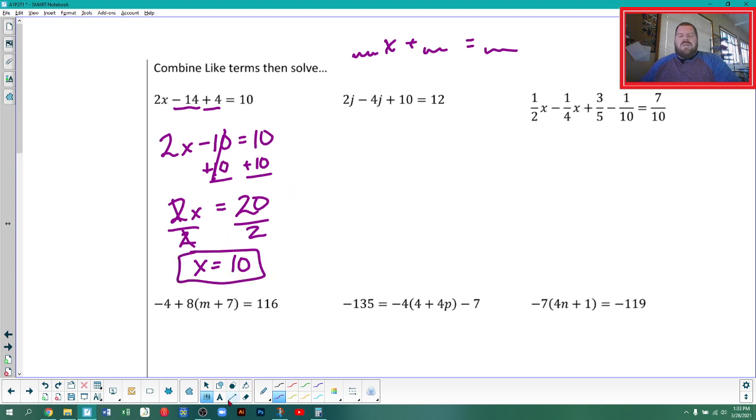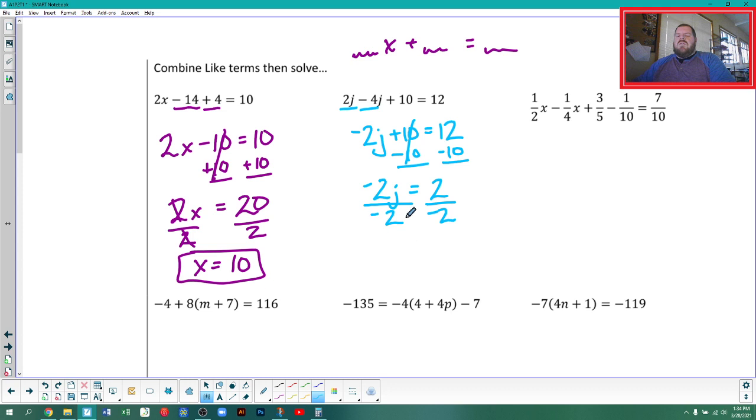All that work, and we got right back to a 10. It's all good. Over here, I've got a 2j and a negative 4j. I can combine those first, and I should combine those first. 2 minus 4 is negative 2. Those are my j's. Plus 10 is equal to 12. I subtract 10 on both sides. Now I'm just following my two-step equation rules. 2j is going to equal 2. Divide by negative 2. Divide by negative 2. 2 divided by negative 2 is going to equal negative 1.